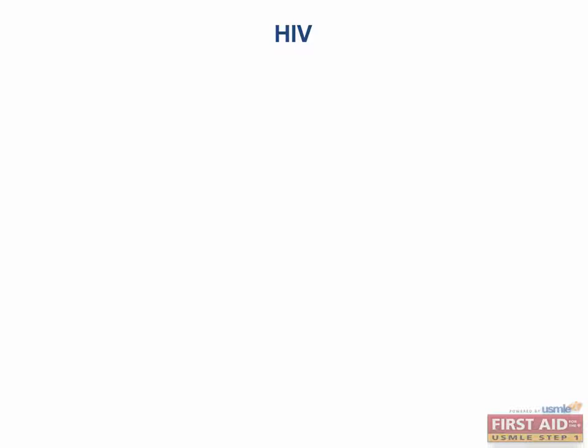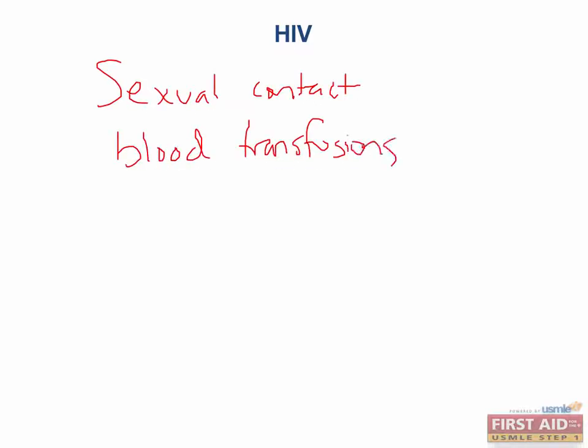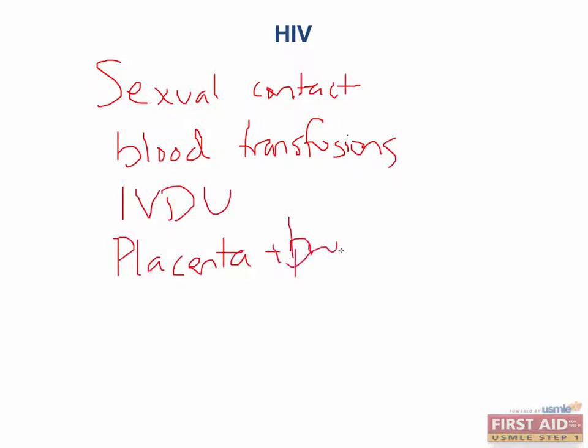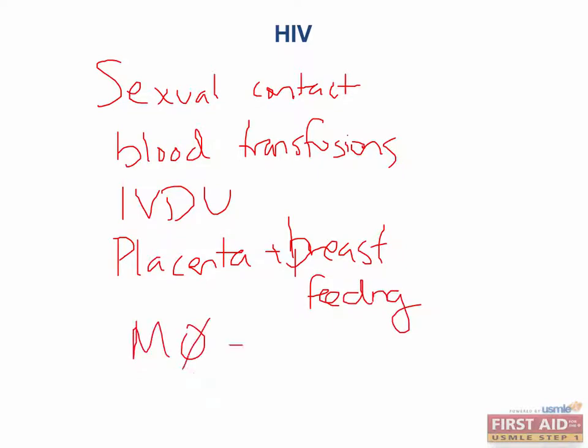Transmission of HIV can occur through sexual contact, blood transfusions, IV drug use, or across the placenta and during breastfeeding. HIV primarily infects both macrophages and CD4 positive T cells. Infection and replication of HIV within the macrophages is key for its ability to spread to other tissues.